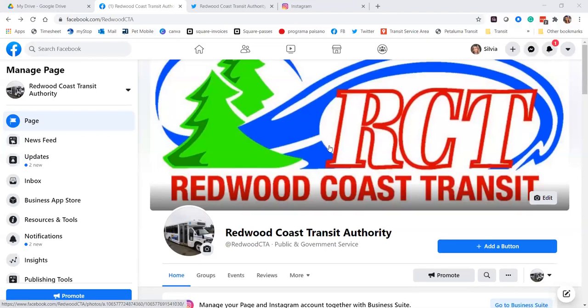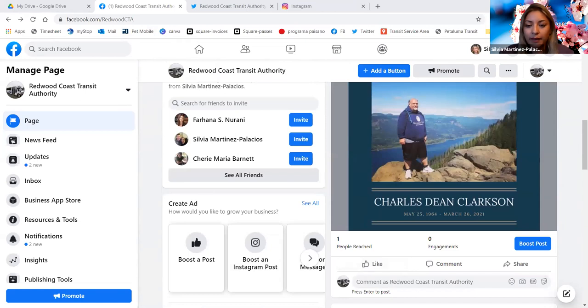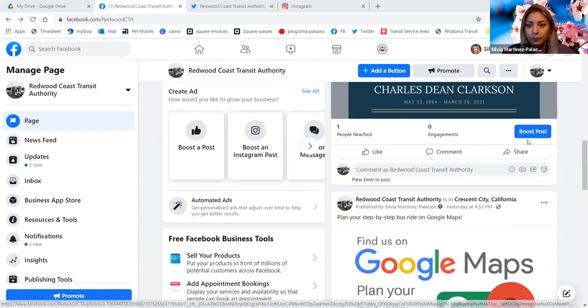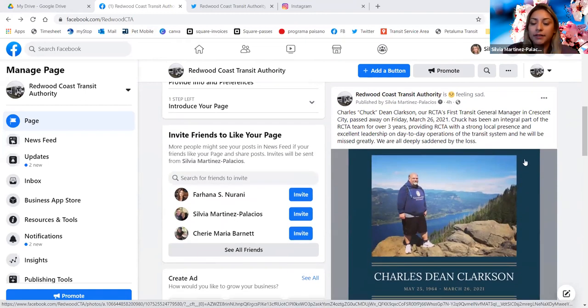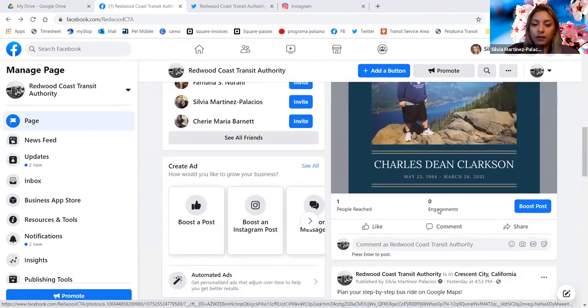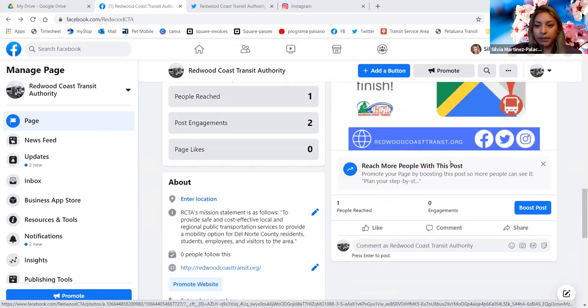Yep. Okay. Great. So this is the Redwood Coast Transit Authority Facebook page. We have here some posts, most recently the one about Chuck. So we went ahead and are honoring his memory by posting a little blurb about him, about his contribution to the agency. Before that, we went ahead and posted an ad about Google Maps. I know that sometimes we forget where our CTA can be found, but you can track your vehicle and know there is software on the bus to track the vehicle, and you can also use Google Maps to plan the trip from start to finish. So we wanted to make sure we communicated that out.